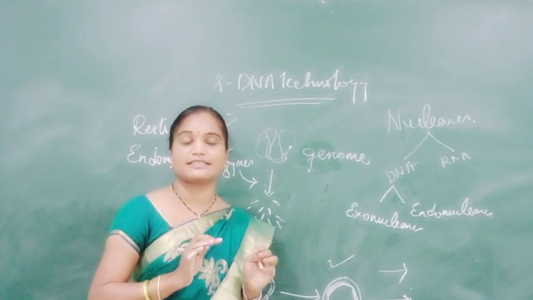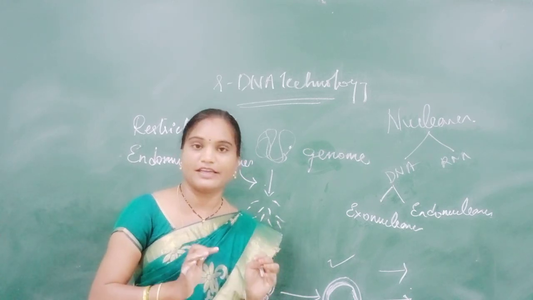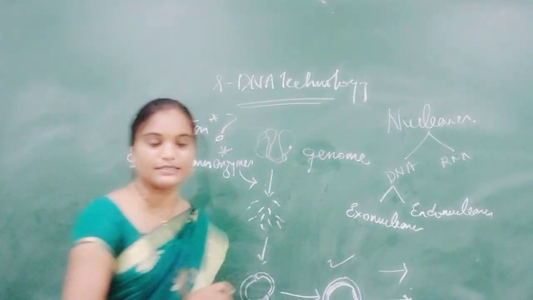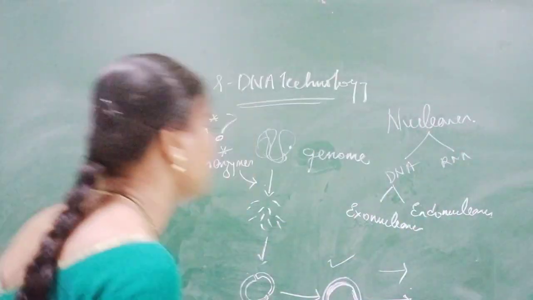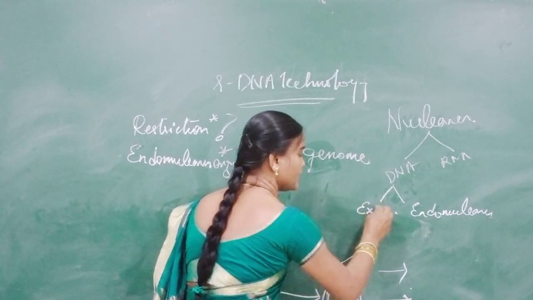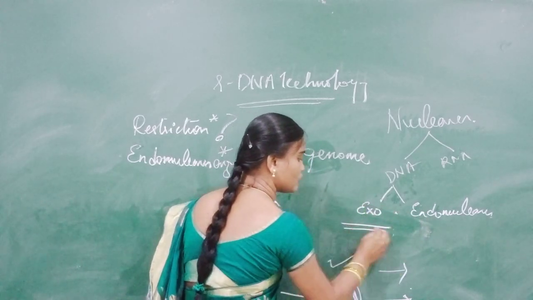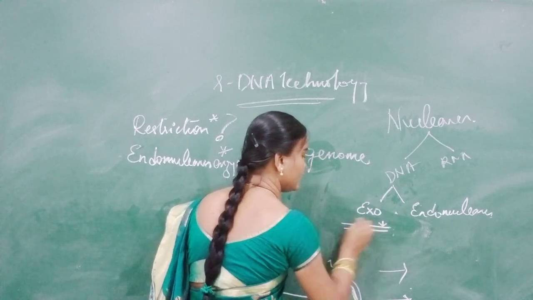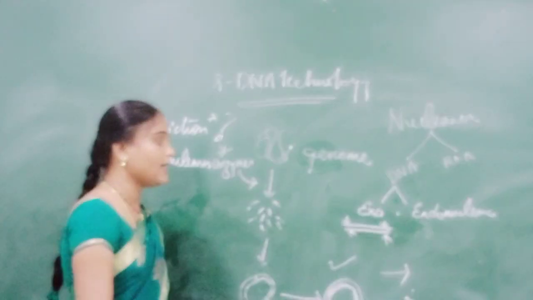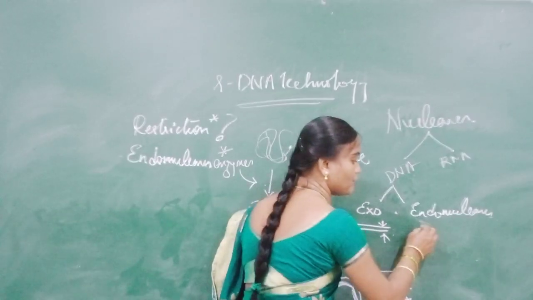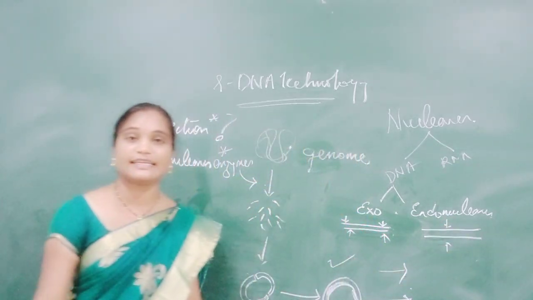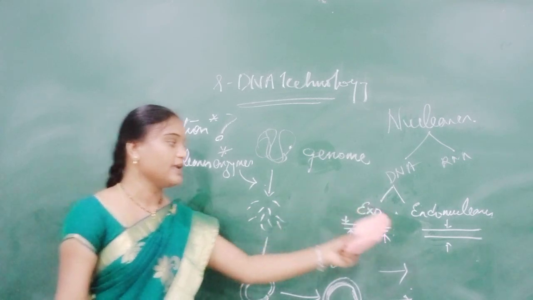Exonucleases are those enzymes which cleave your DNA molecule at the terminal ends. Suppose that this is your DNA molecule; these exonucleases cleave at the terminal ends. And endonucleases are those enzymes which cleave your DNA molecule in the middle. So that is the difference between exonuclease and endonuclease.